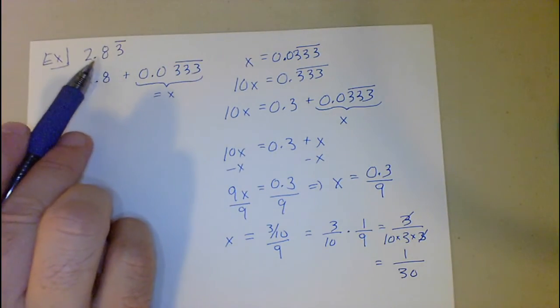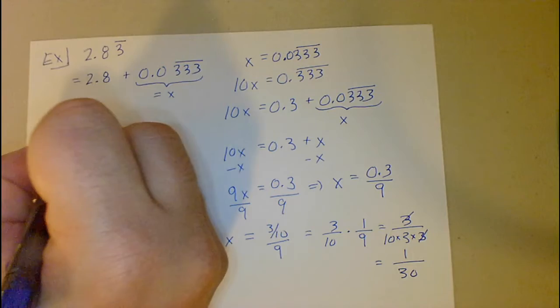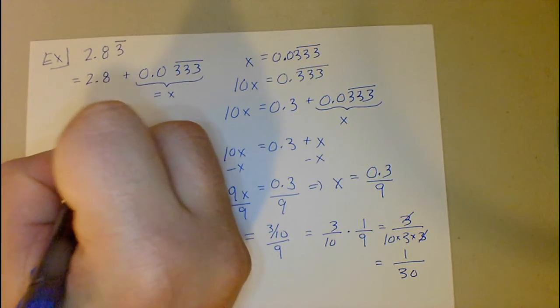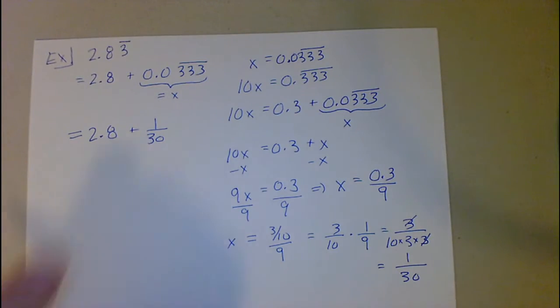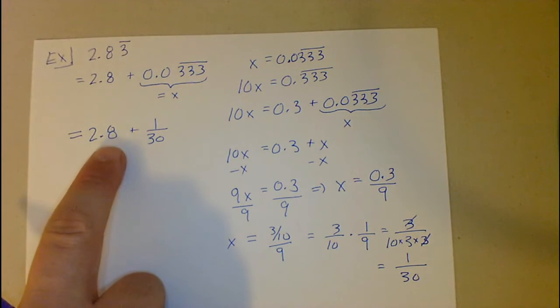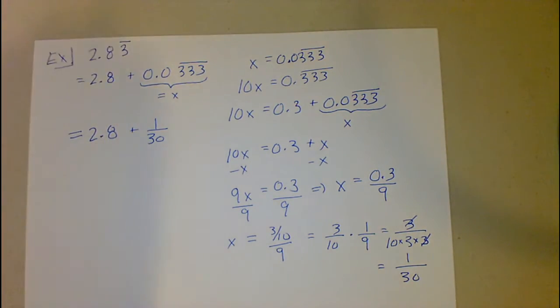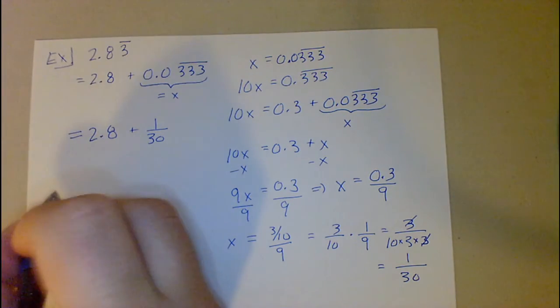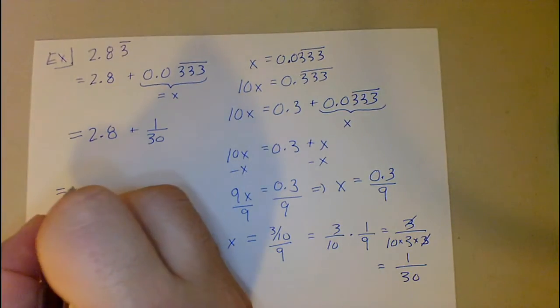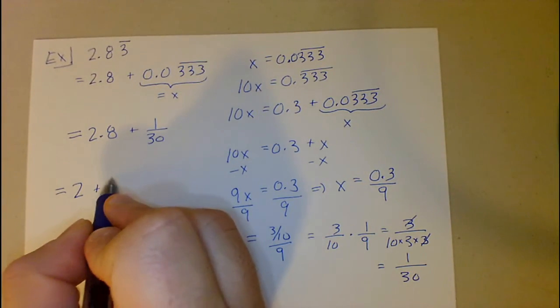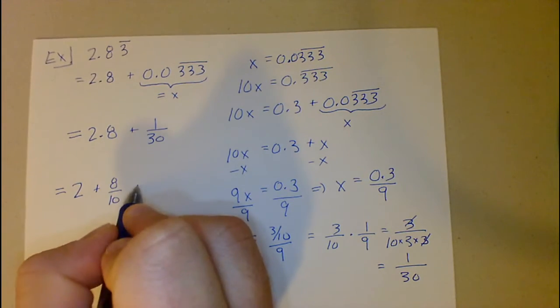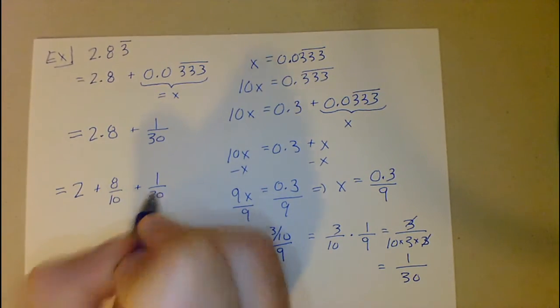My number that I'm trying to write as a fraction is 2.8 plus 1 over 30. So I'm getting there. I've handled the repeating part of this. Now remember, 0.8 is a fraction. That's 8/10. Again, that goes back to my terminating decimals video. And so this is 2 plus 0.8, or 8/10, plus 1 over 30.